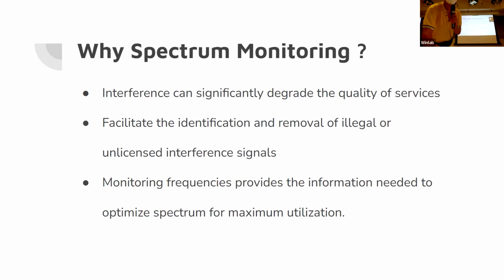And why do we do spectrum learning? Interference can significantly degrade the quality of service, and monitoring helps facilitate the identification and removal of illegal unlicensed interference signals. And monitoring frequencies can provide the information needed to optimize the frequency for maximum utilization.